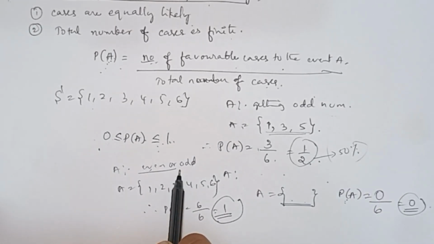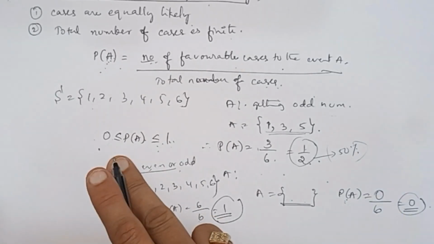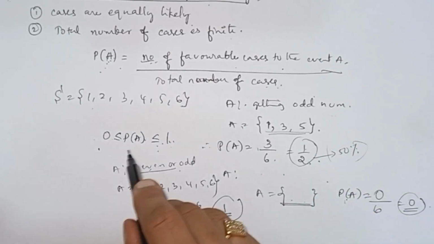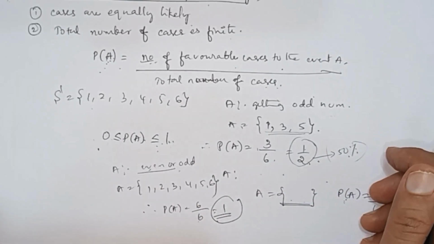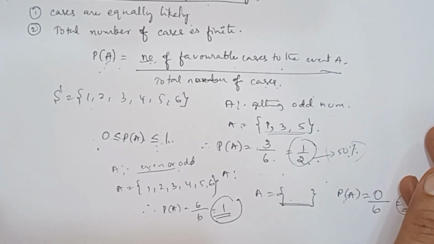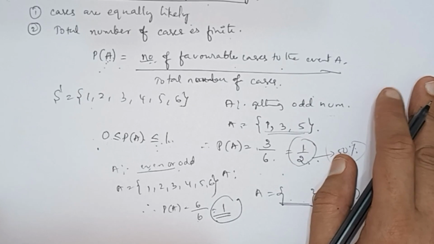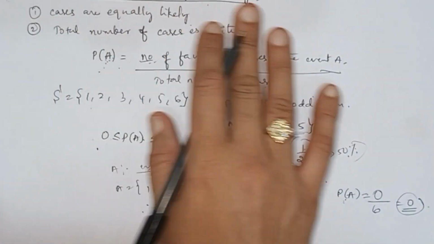If this event is given, then you can directly say that this event will definitely occur. The chance of occurrence is 100%. 1 means it is 100%. 0 means that will never occur. In between, 1 by 2 means 50%. 1 by 4 means 25% chance of occurrence. 3 by 4 means 75% chance of occurrence. So that is how we define probability in the classical theory of probability.